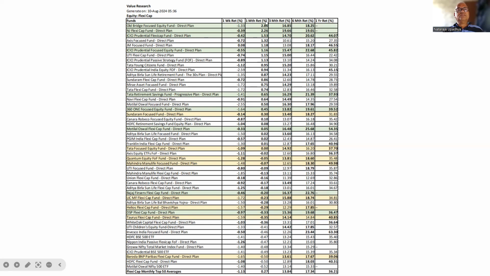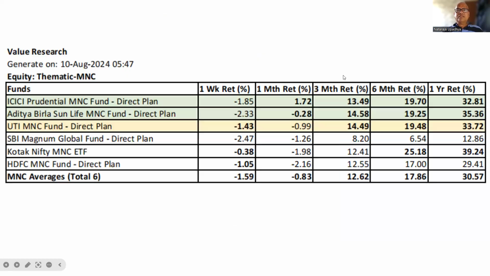The highest monthly return is 2.86% by Old Bridge Focused Equity Fund, and the least is minus 0.33 by DSP Flexi Cap Fund. The highest annual return among the green ones is, let me look at it. Okay, 45.82% by ICICI Prudential Focused Equity Fund. So that is about Flexi Cap Funds, which are not all that great.